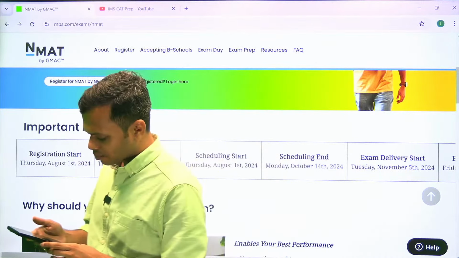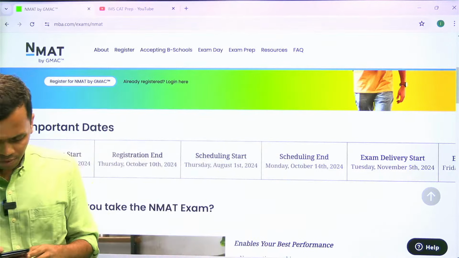Surbi says, I'm a classroom student, I've completed the syllabus but not getting scores. So I'm assuming you're talking about CAT. Of course, we have a lot of content on CAT where we have covered that, and we keep doing sessions. So today let's focus on NMAT.